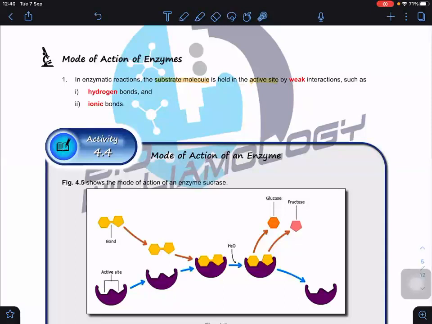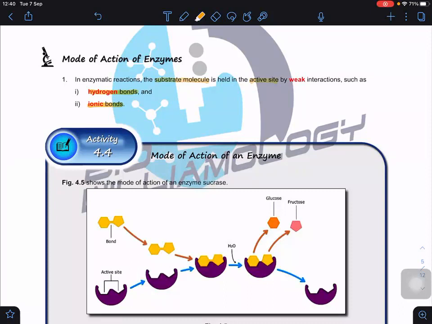So how do I explain it now? First, I explain in general. Later, I will show you in a more detailed way, depending on the question asked. So in an enzymatic reaction, the substrate molecule is held by the active site by weak interactions. Bonds, in this case, highlight hydrogen bonds and ionic bonds. These two types of bonds are very, very important. How these hydrogen bonds and ionic bonds can be formed between the active site and the substrate totally depends on the R groups of the amino acids that form the active site.